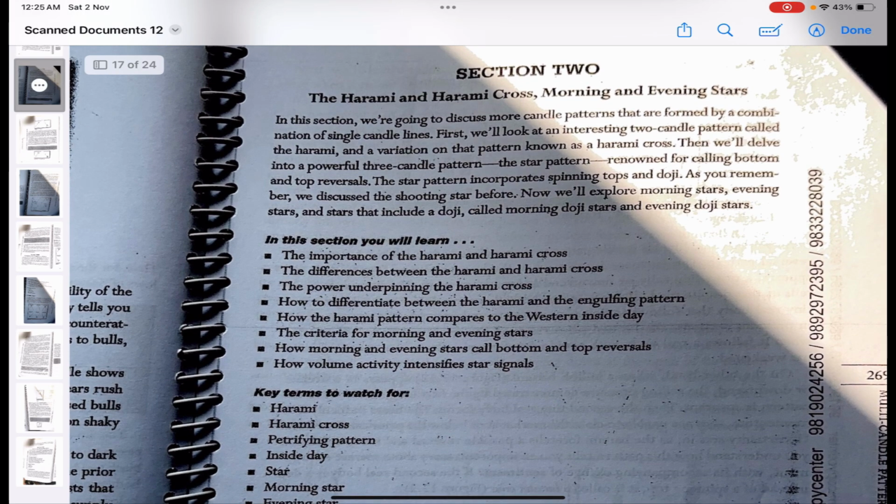Now let's come to section 2, and here we'll be learning about the Harami cross, morning and evening stars. In this section, we're going to discuss more candle patterns that are formed by a combination of single candle lines. First, we'll look at an interesting two candle pattern called the Harami and a variation on this pattern known as a Harami cross. Then we'll delve into a powerful three candle pattern.